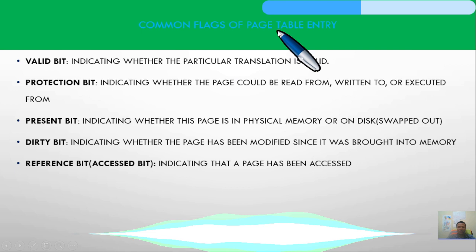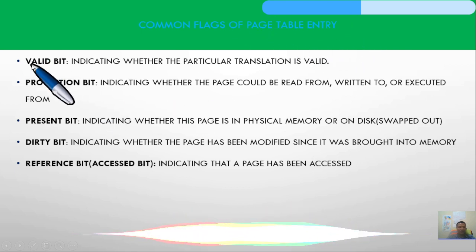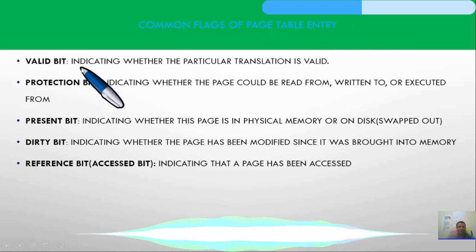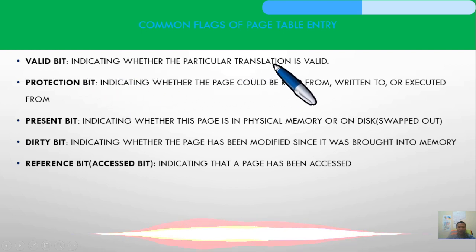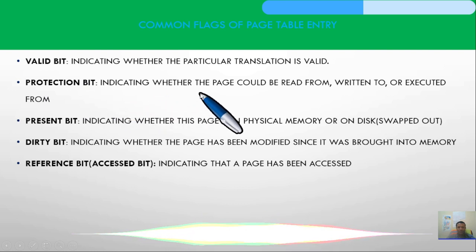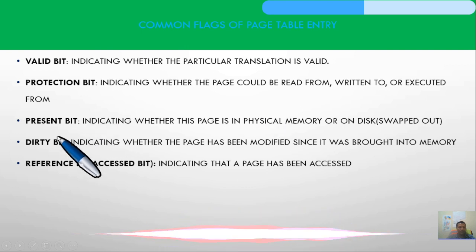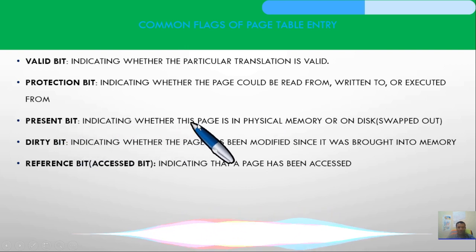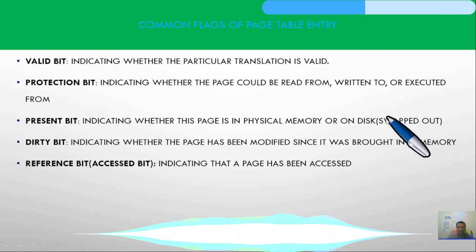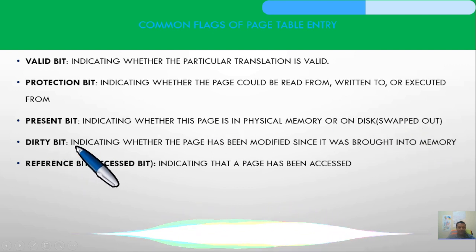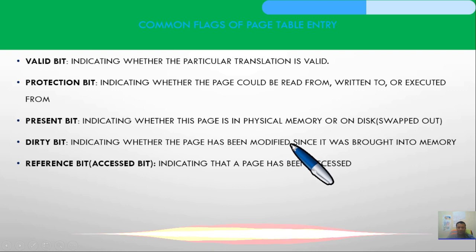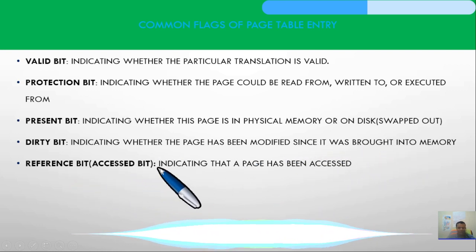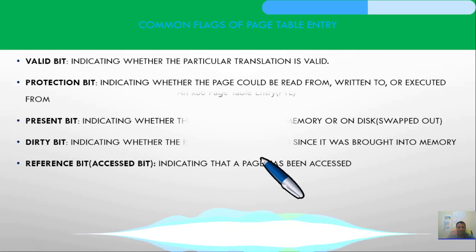Common flags of page table entries. For example, we have the valid bit, indicating whether the particular translation is valid or not. Protection bit, indicating whether the page could be read from, written to, or executed from. Present bit, indicating whether this page is in physical memory or swapped out to disk. Dirty bit, indicating whether the page has been modified since it was brought into memory. Reference bit, or access bit, indicating that the page has been accessed.